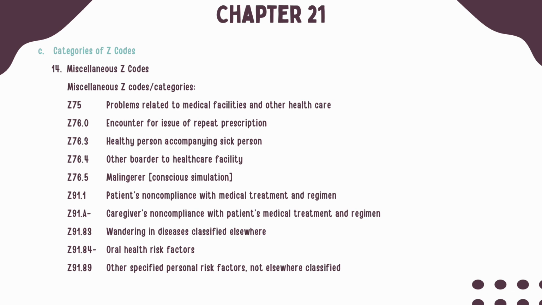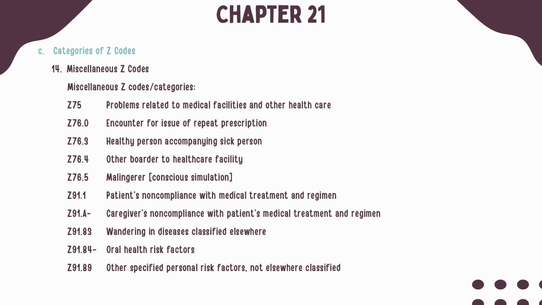Category Z75 includes problems that are related to medical facilities, such as medical services that are not available in home, awaiting admission to an adequate facility elsewhere, and holiday relief care. Code Z76.0 is for an encounter for issue of repeat prescriptions. Code Z76.3 is for use when a healthy person accompanies a sick person to the encounter. Code Z76.4 is for other boarder to a healthcare facility. Code Z76.5 is for use for a malingerer, including when a person is feigning an illness with motivation.